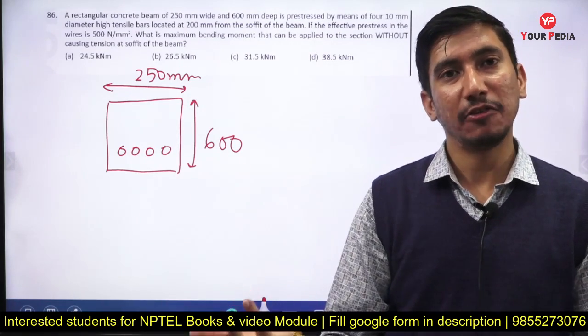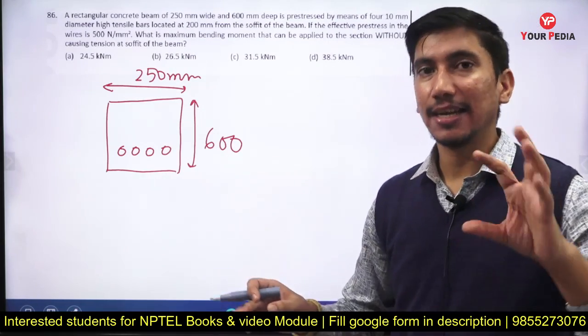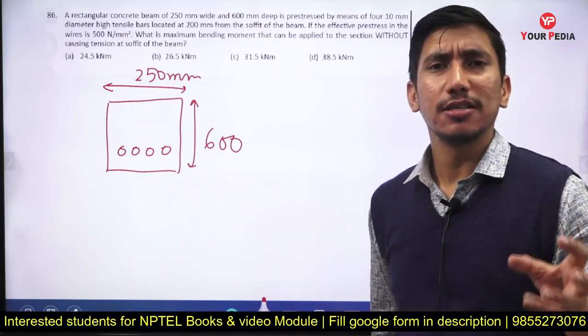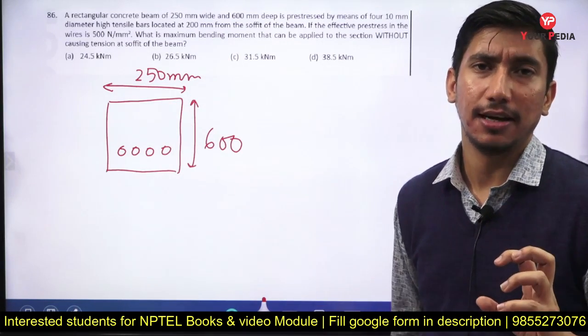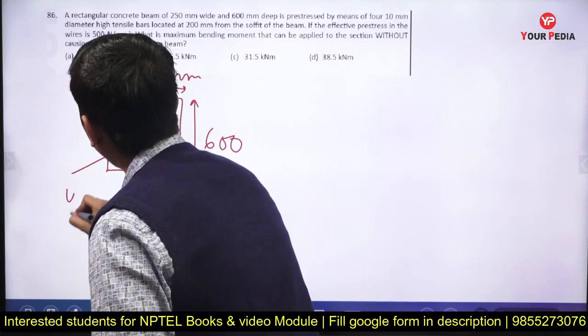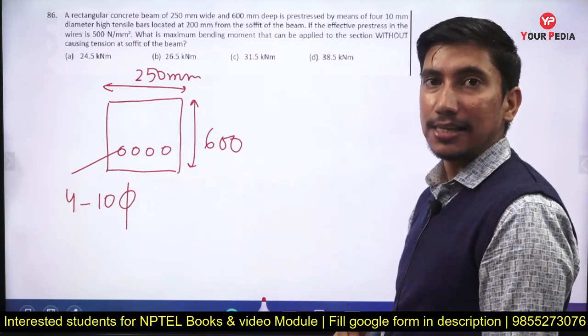Okay, so I'll be left with no pre-stress only. That I don't want. So I use high tensile stress bars. These can be tensioned to a higher level, and then even after losses, they will have sufficient pre-stress left in them. Now these have been given as 4 numbers of 10 mm diameter high tensile steel bars.